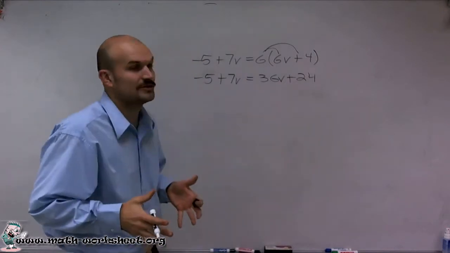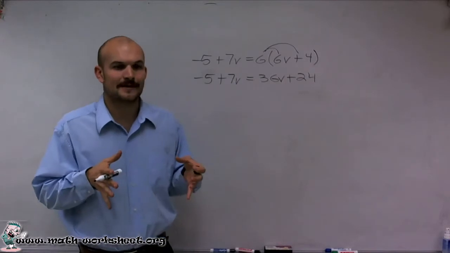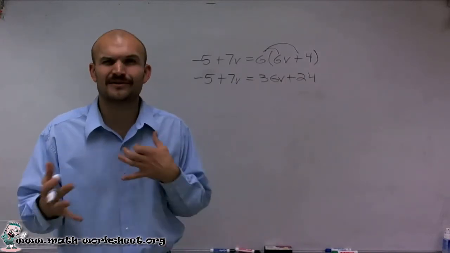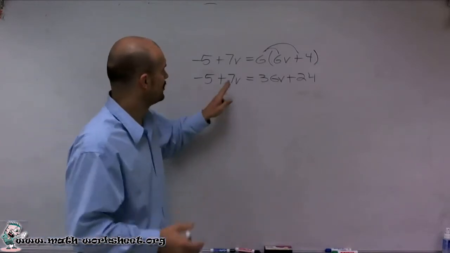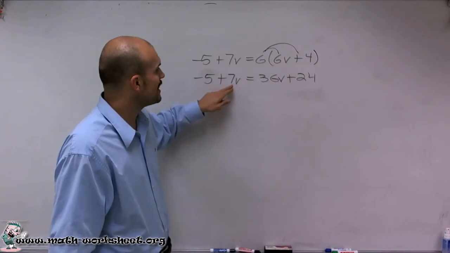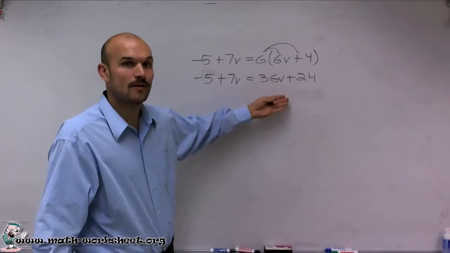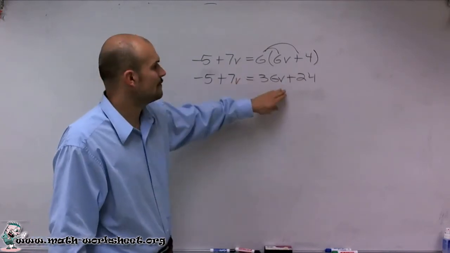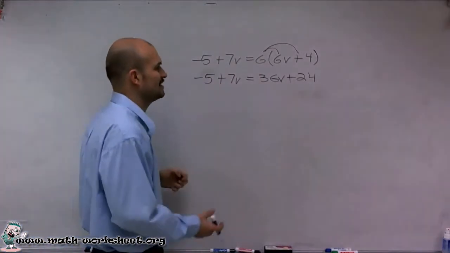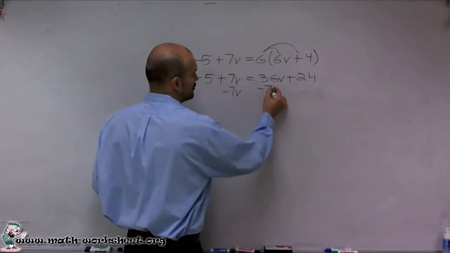So now the next thing I need to do is make sure I get my v's on the same side. And what I always like to do is get the v's on the side where it's going to be positive, because I don't like dealing with negative numbers. So I notice that I have a positive 7v here and a positive 36v here. If I subtract 7v on both sides, my v will still be positive on the right side. However, you could also solve for v on the left side by subtracting 36v on both sides. However, then you'd be dealing with a negative number, which I don't want to deal with. So I'm going to subtract 7v on both sides.